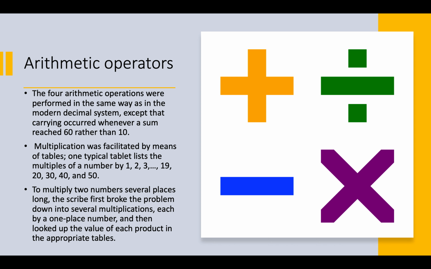Multiplication was facilitated by means of tables. One typical tablet lists the multiples of a number by 1, 2, 3, 19, 20, 30, 40, 50, and so on. To multiply two numbers several places long, the scribe first broke the problem down into several multiplications, each by a one-place number, and then looked up the value of each product in the appropriate tables.